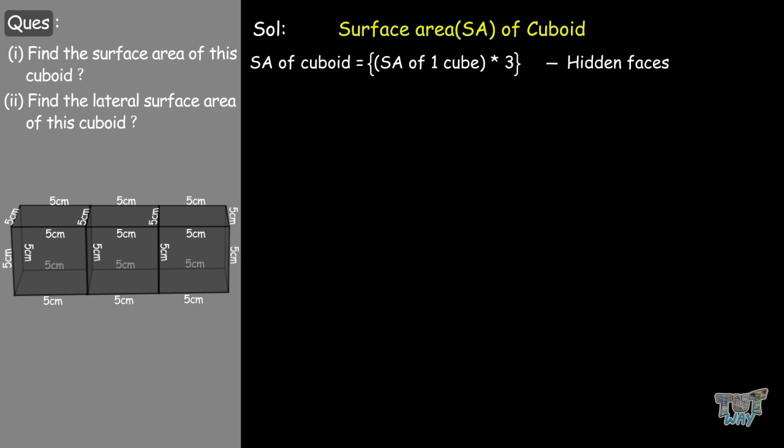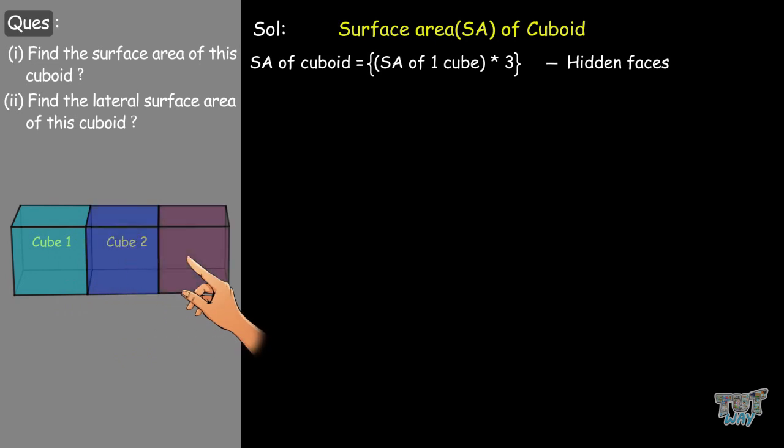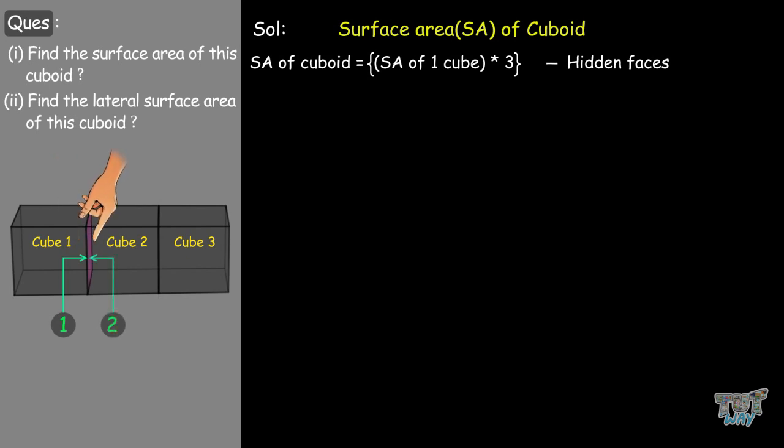Now let's see how many hidden faces we have and number the cubes. This will be cube 1, cube 2, and cube 3. You can see that one face of cube 1 and one face of cube 2 join with each other, so they are hidden. And this side is where we join cube 3 with cube 2. So one face of cube 1 and 2 faces of cube 2 and 1 face of cube 3 are hidden. So 4 faces are hidden.